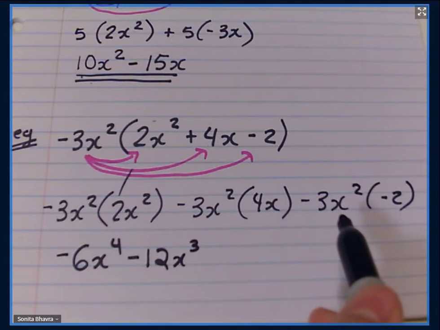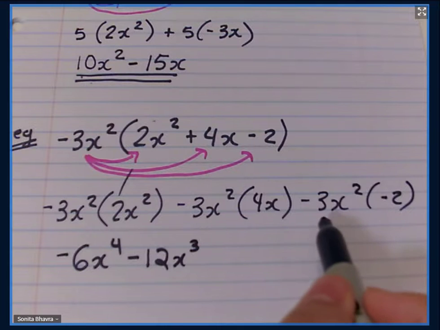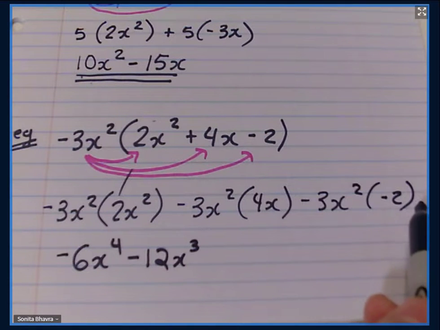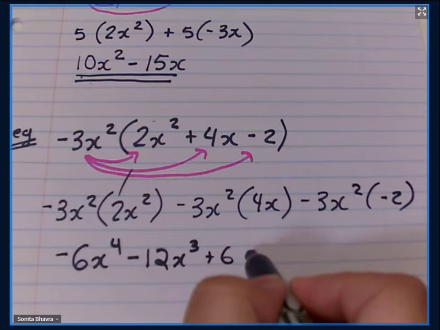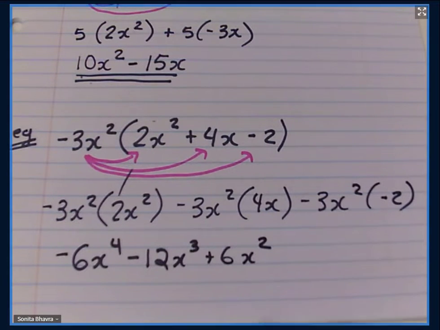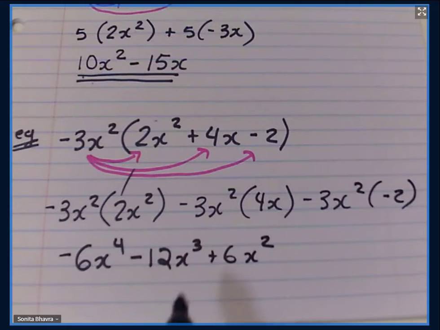And then the last one here is negative 3x squared times negative 2. That becomes plus 6x squared. Okay, and then that is it. There's nothing here that we can collect or simplify further, so this is the final answer.